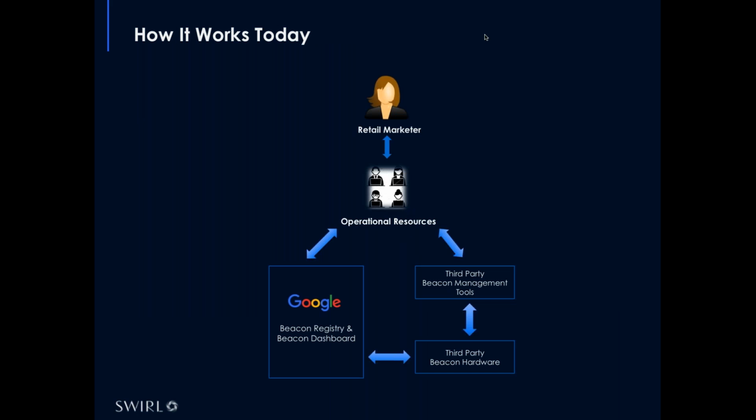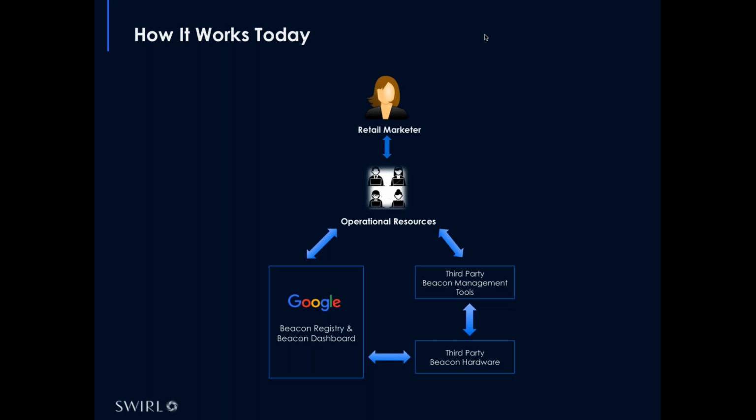So in terms of how it works, essentially what a retail marketer would do is they would go provision the third-party beacon hardware, as we said, and most third-party beacon hardware providers also have beacon management tools that allow them to configure those beacons. The retailer would then have to connect those beacons to the Google Nearby capability, and they do that through the Google Beacon Registry and Beacon Dashboard.